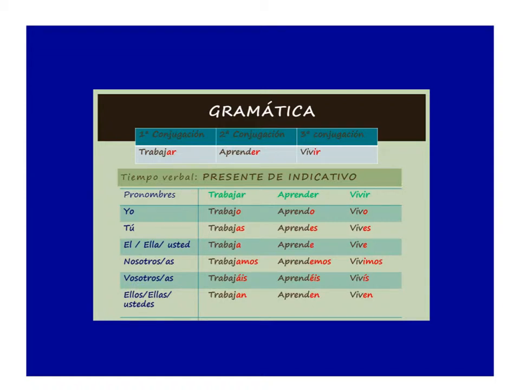Remember that the AR verb ending conjugations are o, as, a, amos, áis, an. The ER verb endings are o, es, e, emos, éis, en. And for IR, the conjugations are o, es, e, imos, ís, en.